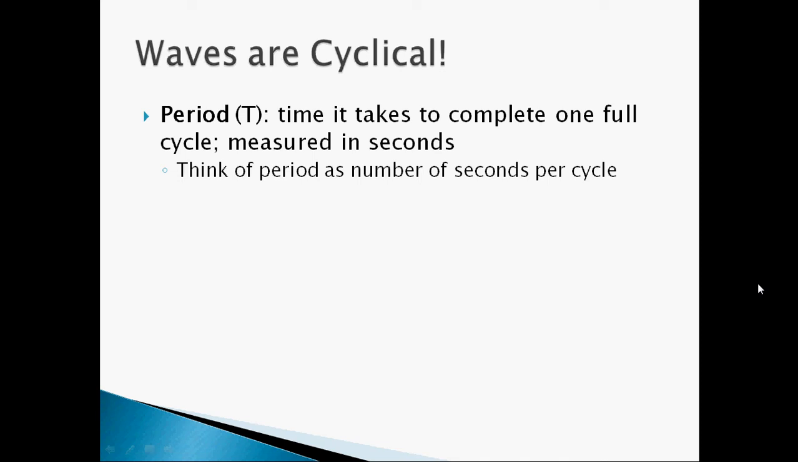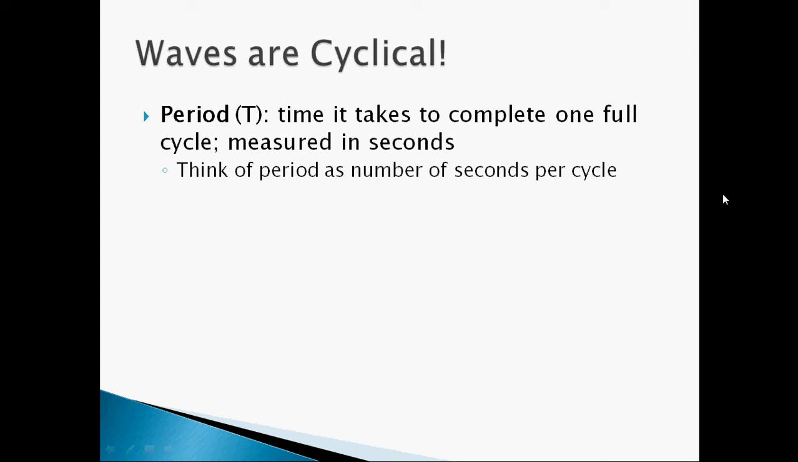So it's just the amount of time it takes for it to get to one point and then get back to that same point again in the next cycle. We tend to measure this in terms of seconds. And then we can think of a period as the number of seconds per cycle, if that's helpful.